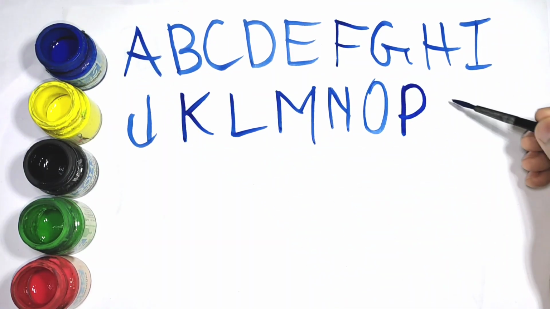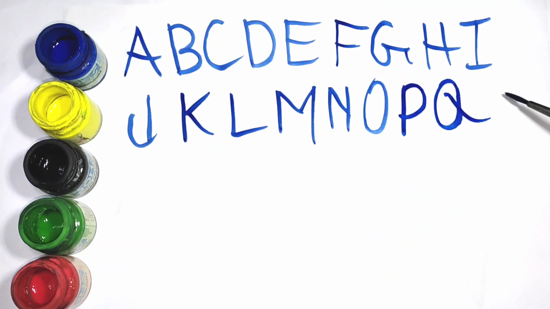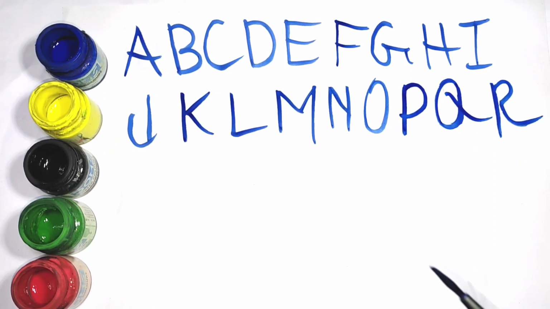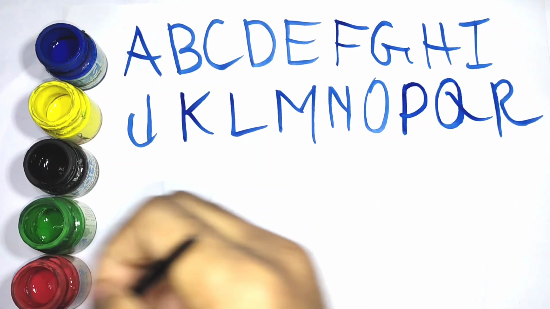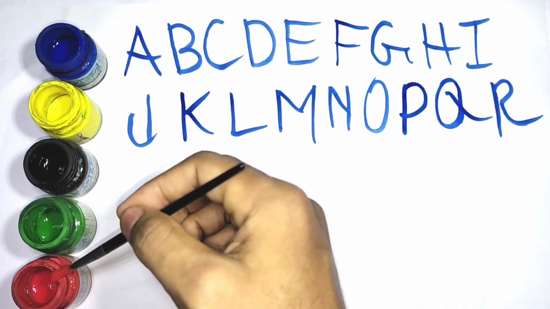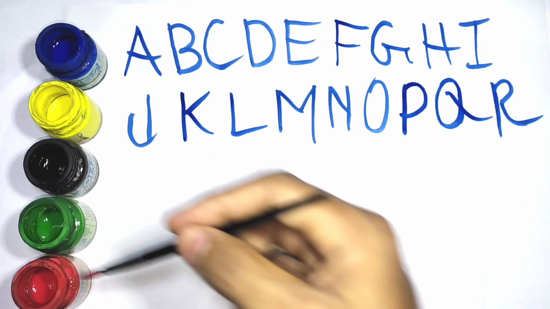The next one is P. And now we draw Q. The next one is R. R for rose, R for rice. Kids, now we use the color of red.